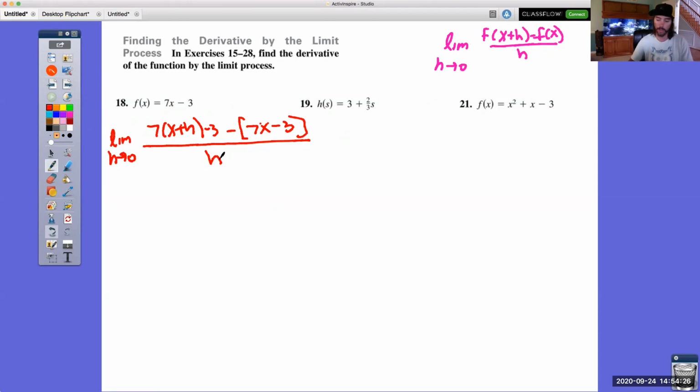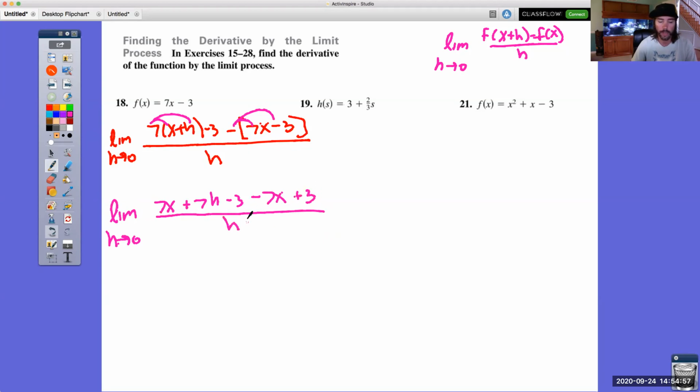Okay, same rhythm as every single time. Clean up the numerator. Things are going to cancel. Factor out an h, and then you can evaluate as h goes to 0. 7 times x is 7x. 7 times h is 7h. Bring down the minus 3. Distribute the negative, minus 7x. Distribute the negative, minus minus is plus 3. All over h.